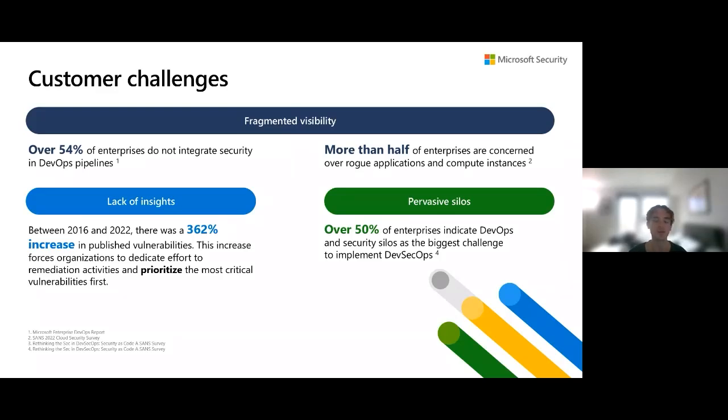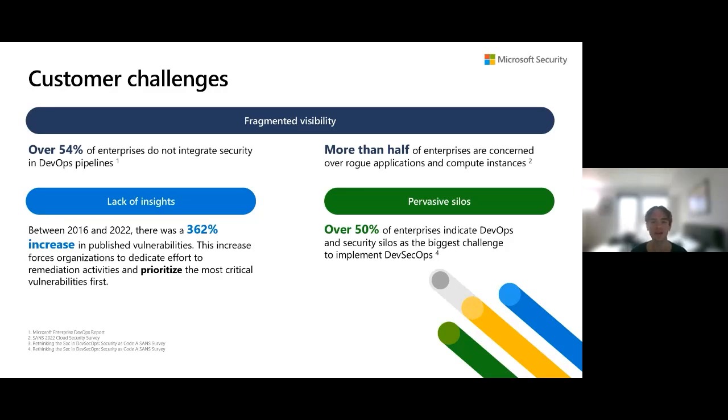Next, more than half of enterprises are concerned with rogue applications and compute instances. Without the proper security tooling and monitoring in place, developers have free will to deploy their applications and compute instances into all sorts of shadow cloud environments. And without security having any sort of visibility into this, there ends up being a gap in terms of understanding the comprehensive security state across the organization.